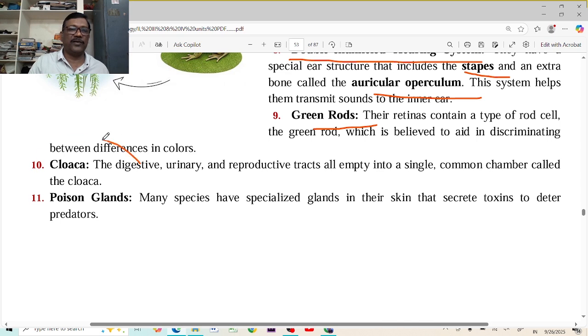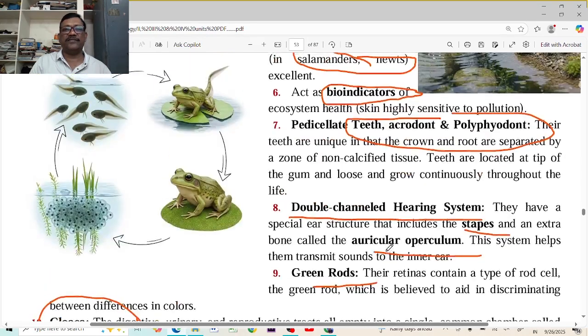And the cloaca is another important character, because the digestive system opens outside through the anus, and that anus is actually in the cloaca. And in some of the frogs, poisonous glands are there to protect themselves from enemies.